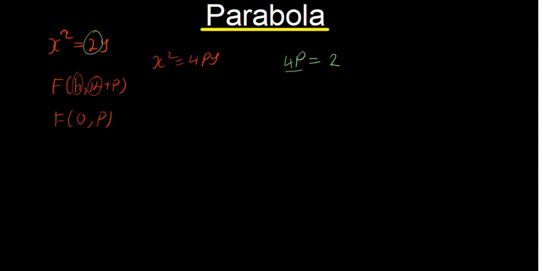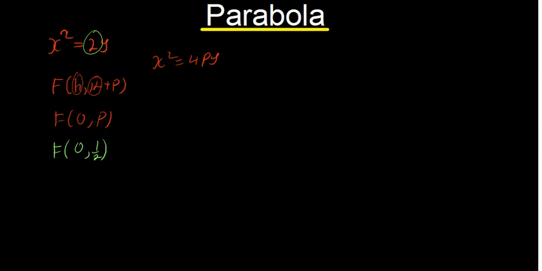So you can divide both sides by 4 like that. So you determine that your p is equal to 1 over 2. Okay, so meaning your focus is at (0, 1/2). Okay, what about the directrix?